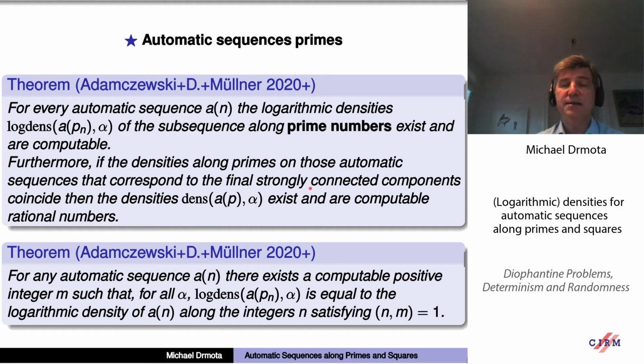Final means that there is no way out of this component. So if you are in this component, you cannot come to another component. And if the automatic sequences that correspond to these strongly connected final components, these are automata themselves, and they relate to special automatic sequences, so they are then irreducible and primitive. Then all these automatic sequences have the property that the densities will exist.